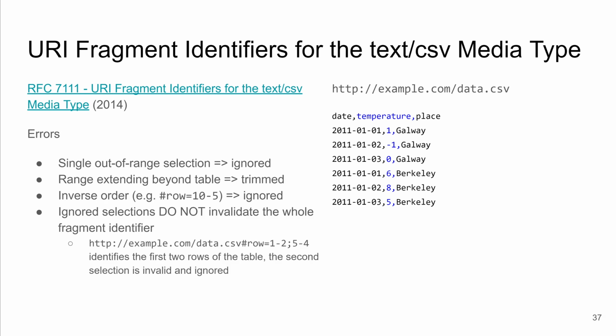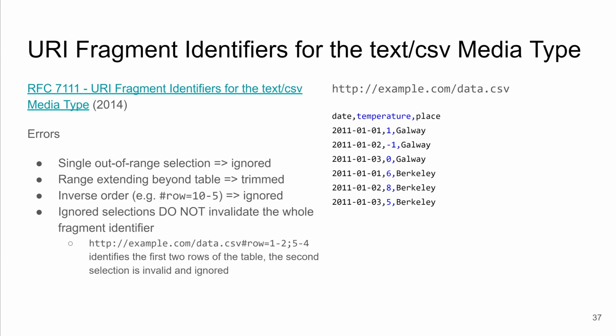Now, what can go wrong with a technique like this? Well, you may specify a selection that's out of range, out of the table. So in that case, the selection is ignored. When you specify a range that extends beyond the table, the range is trimmed to what the table actually contains. It might happen that you somehow switch the order in which you select some rows. For instance, here it says that you select row 10 to 5, which is the inverse order than expected. So again, this is ignored.